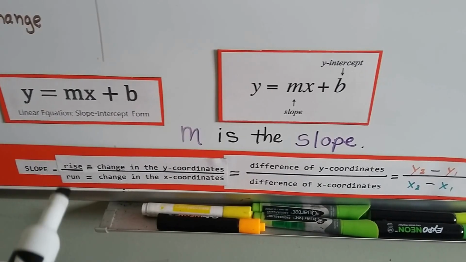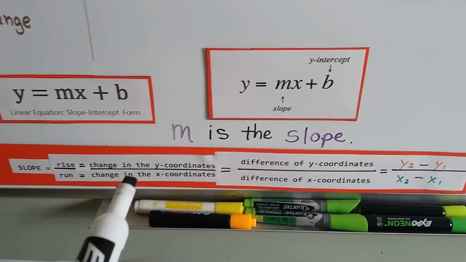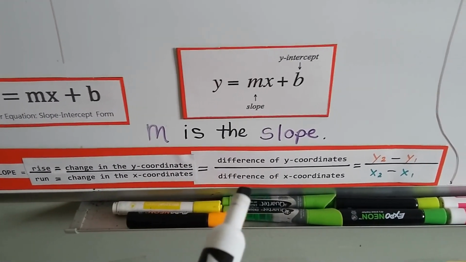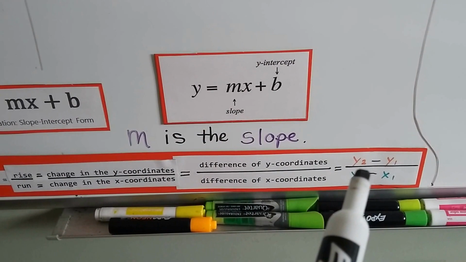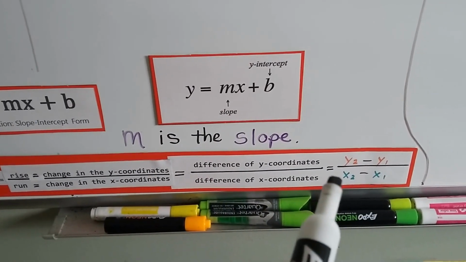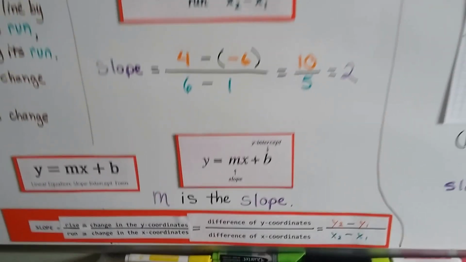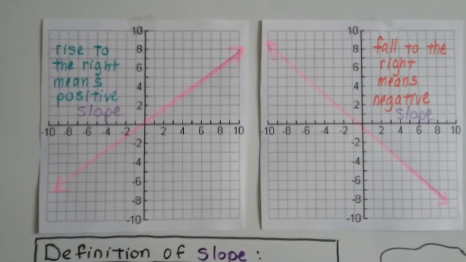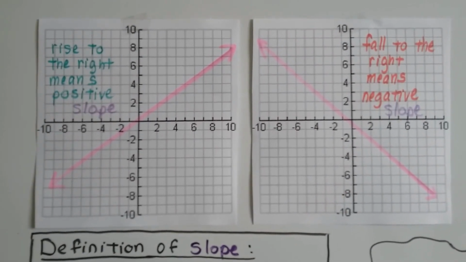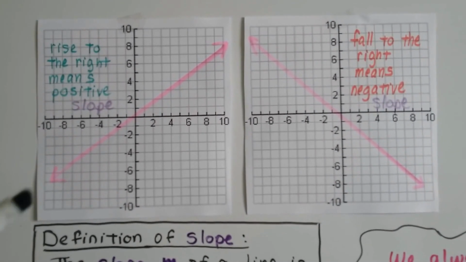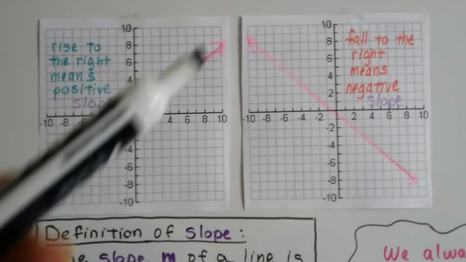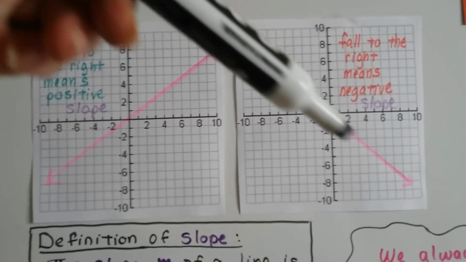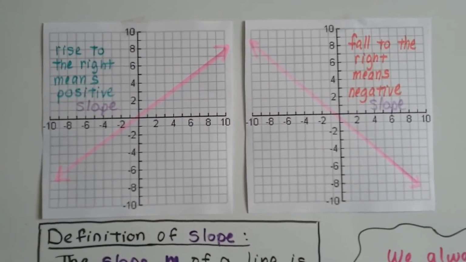So the slope is the rise over the run. It's the change in the y-coordinates over the change in the x-coordinates. So that means it's the difference of the y-coordinates over the difference of the x-coordinates. And we could do y2 minus y1 divided by x2 minus x1, see? Now, another thing that's cool about looking at these graphed lines is we can look at the lines and know if our answer is going to be positive or negative. If we have a graphed line and it's rising to the right, then the slope is going to be a positive slope. And if it falls to the right, it's going to be a negative slope, okay?